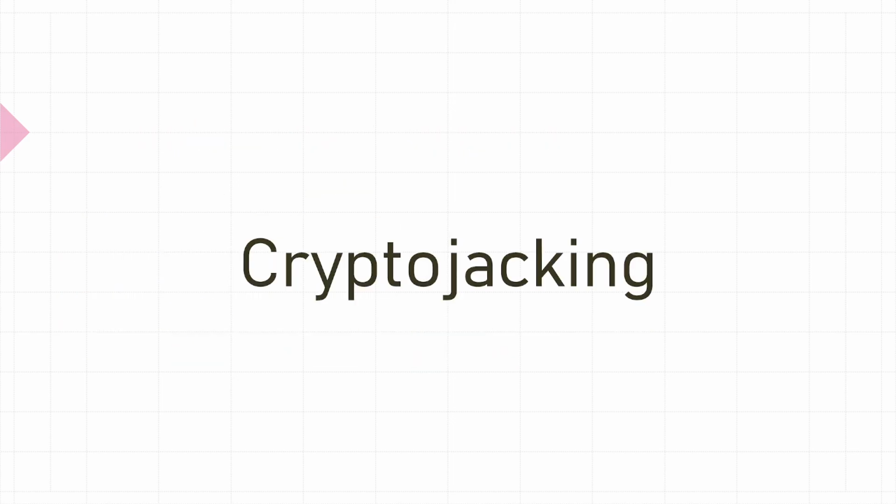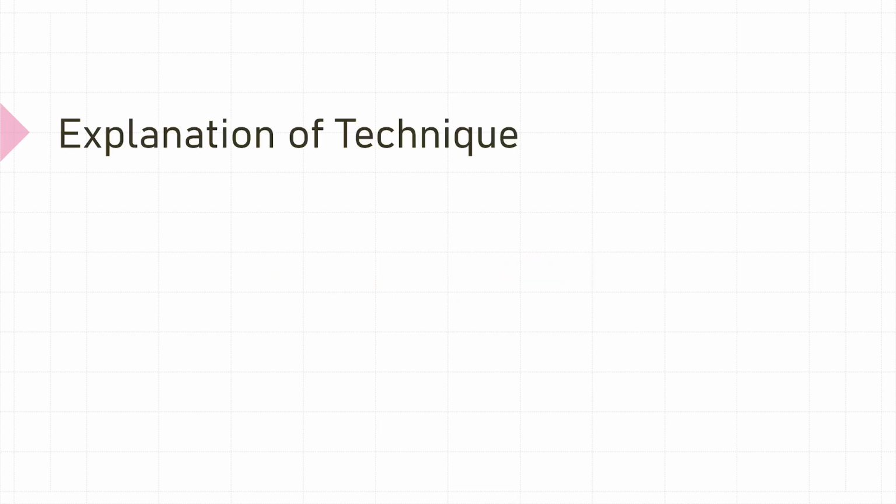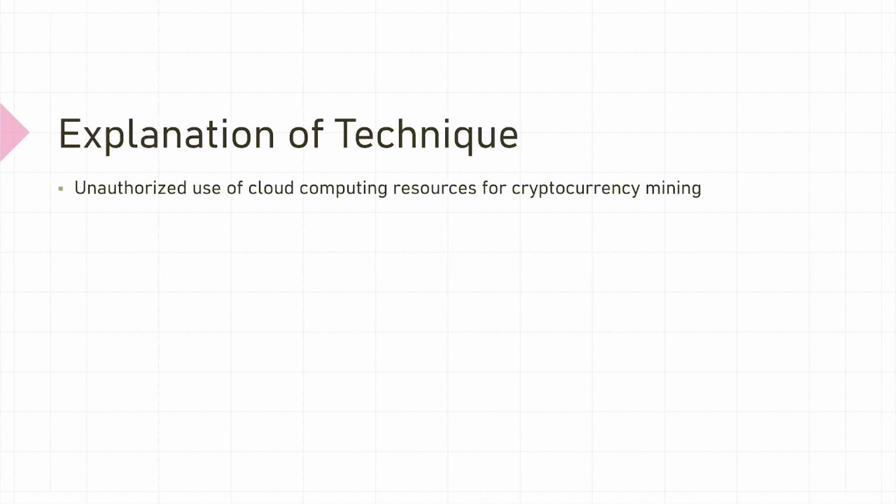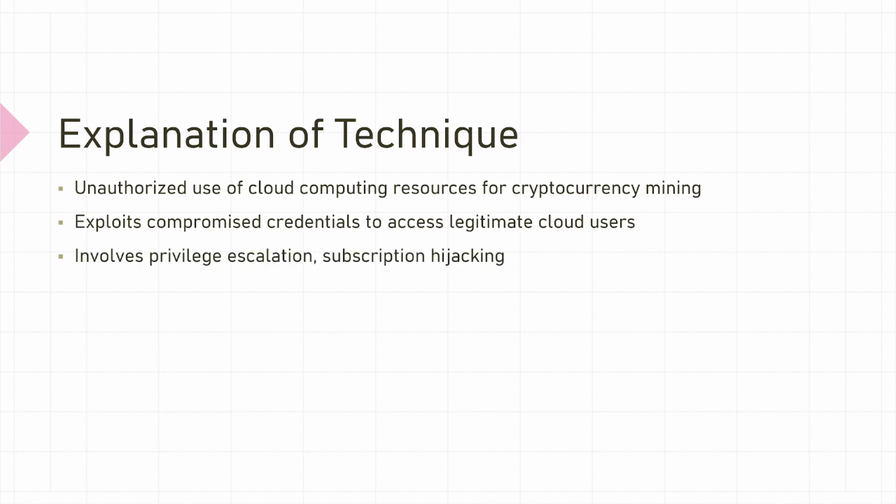All right, moving on to cryptojacking. Here's just a quick explanation. It's the unauthorized use of cloud computing resources for cryptocurrency mining, which I'd argue is one of the worst things ever because it's extremely expensive to mine for cryptocurrency. If you haven't already heard of all the fads around that. It exploits the credentials to access legitimate cloud users. It hacks in, and it involves privilege escalation and subscription hijacking.